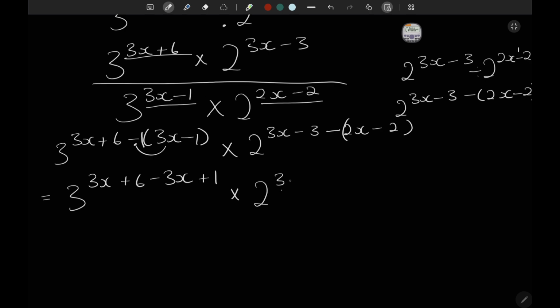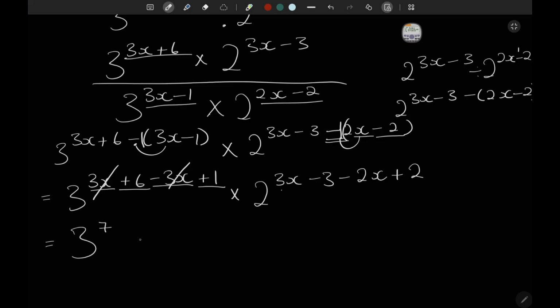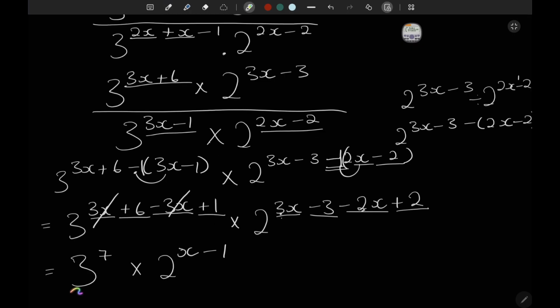Times you have 2 to the power 3x minus 3. You have a minus 1 there. Minus 1 times positive 2 should give you a minus 2. Don't forget the x. Then minus 1 times minus 2 should give you a positive 2. Let's calculate. Let's start with 3. 3x minus 3x, they cancel each other out. It's 0. Then 6 plus 1 is 7. Times 2, we have 3x minus 2x, which is basically 3 minus 2. It's 1. Don't forget the x. So we have x minus 3 plus 2 should give you a minus 1. And this is your answer. 3 to the power 7 times 2 to the power x minus 1.